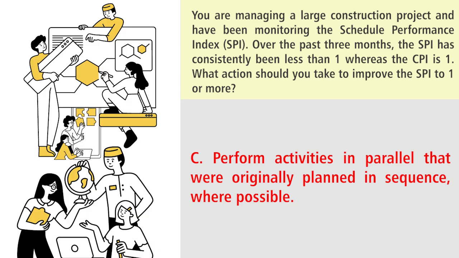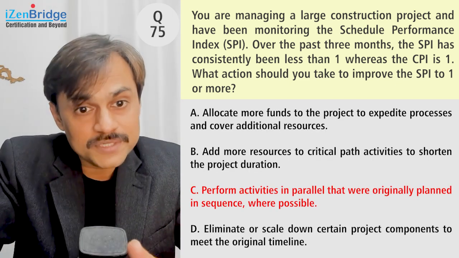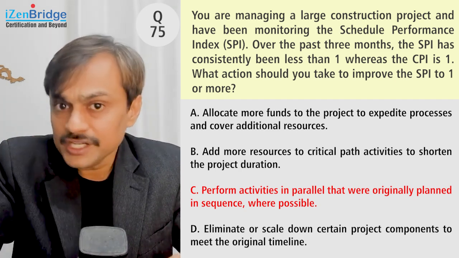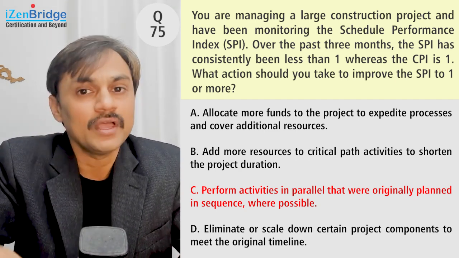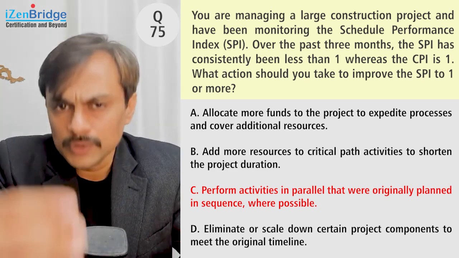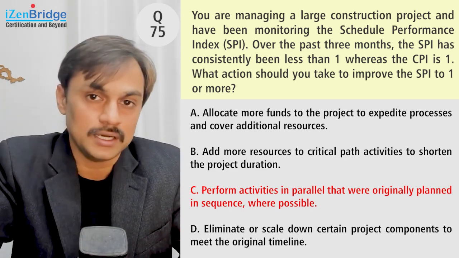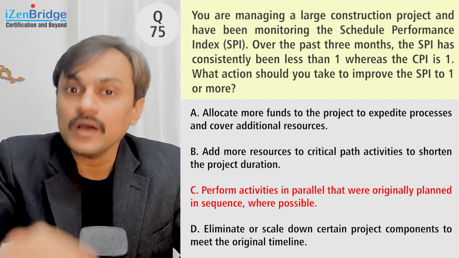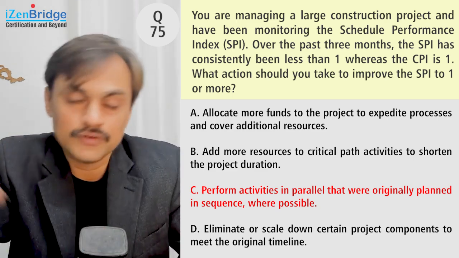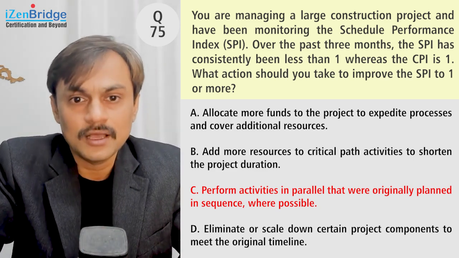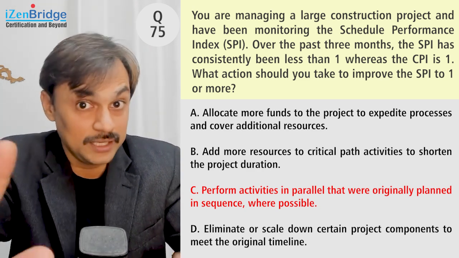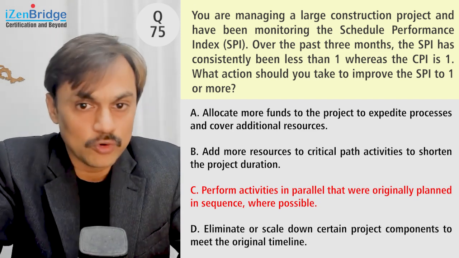Let's go for option C: perform activities in parallel that were originally planned in sequence where possible. Now this option is saying go for fast tracking. That's a good idea, because crashing and fast tracking are schedule compression techniques, and crashing has the usual consequence of cost increase, while fast tracking may also increase some risk which may get converted into cost impacts. But looking at the options, we can do fast tracking in this particular situation. So I'm liking option C. Let's go further.